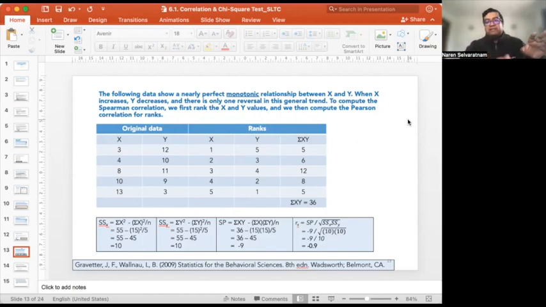to get ranked data. The formula is more or less similar to Pearson correlation, but the only difference is you rank them. You rank them. Once you rank it, then you can go ahead and do your analysis.